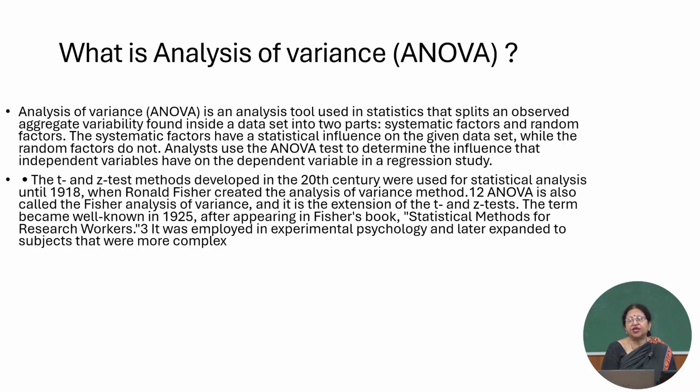What is analysis of variance? ANOVA, analysis of variance, is an analysis tool used in statistics that splits an observed aggregate variability found inside a data set into two parts: a systematic factor and a random factor. The systematic factor has a statistical influence on the given data set while the random factor does not. Analysts use the ANOVA test to determine the influence that independent variables have on dependent variables in a regression study.